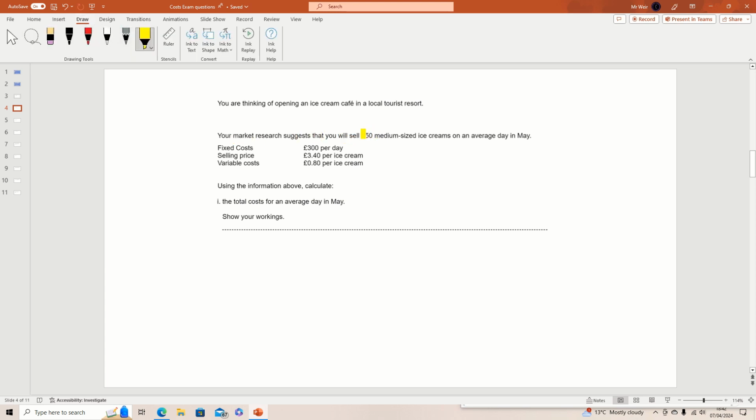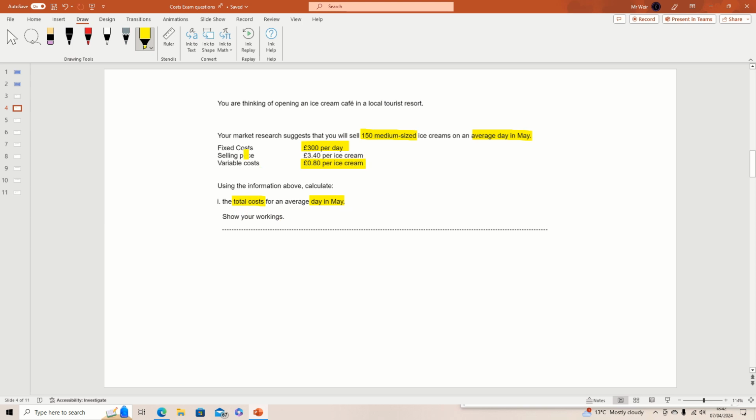So it says here 150 ice creams in a day. It says the time period is a day in May. It tells us our fixed costs, tells us our variable costs per ice cream, and it wants to know the total costs for a day in May. So it's the same time period, day in May, day in May. It's 150 ice creams, £300 per day and 0.80 per ice cream.